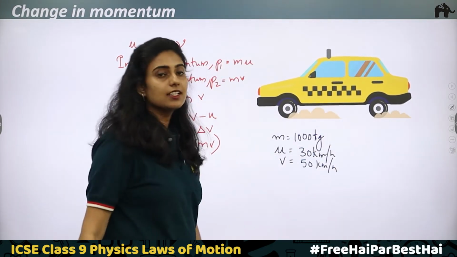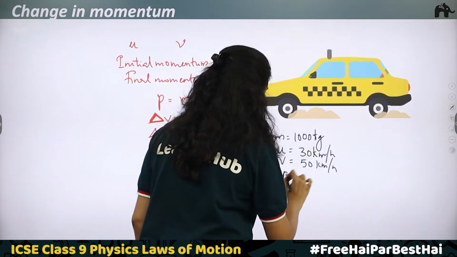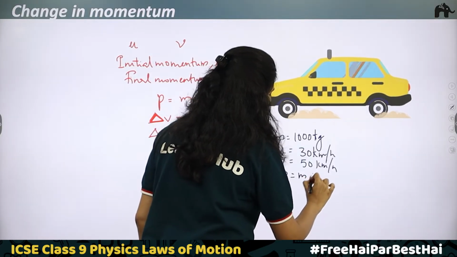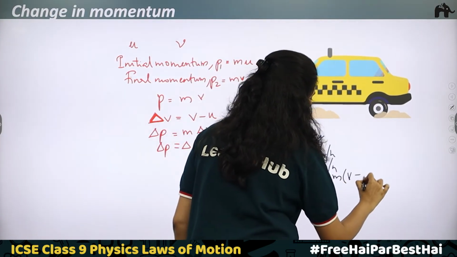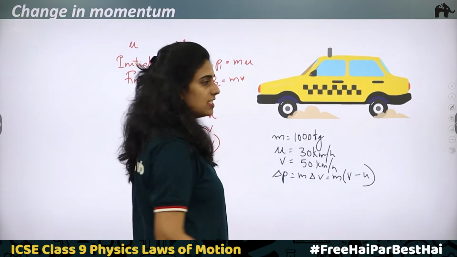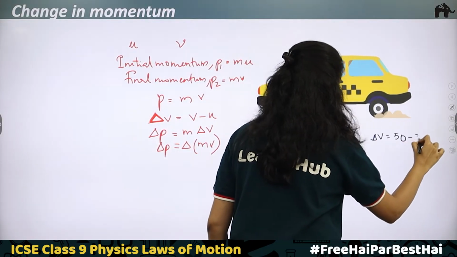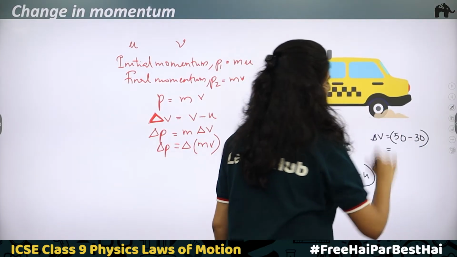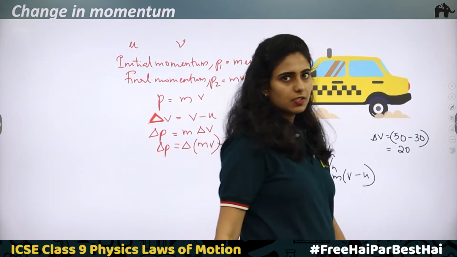How to find the change in momentum? We have change in momentum, delta P, equal to m into delta v, which is m into v minus u, the change in velocity. First, we need to find the change in velocity. Delta v is equal to 50 minus 30. What is 50 minus 30? You get 20.